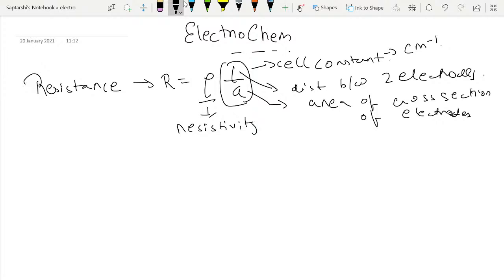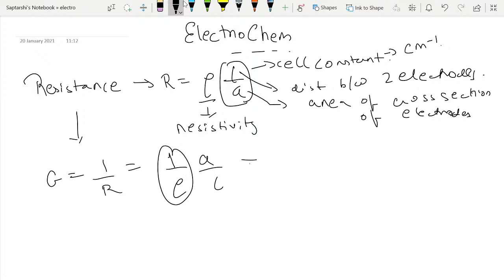The reciprocal of resistance is conductance, which is given by G equals 1 by R equals 1 by rho times A by L, and 1 by rho you can write as kappa, which is conductivity. Okay, this is conductivity. The unit of resistance is ohm, and the unit of conductance is mho or ohm inverse.